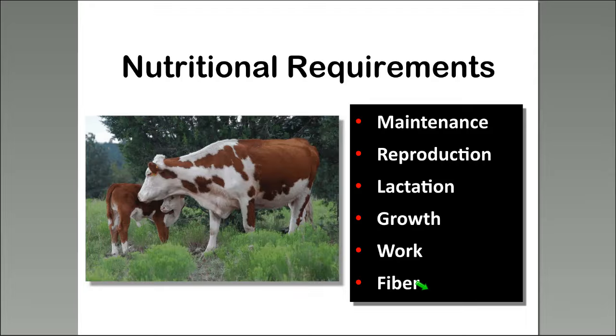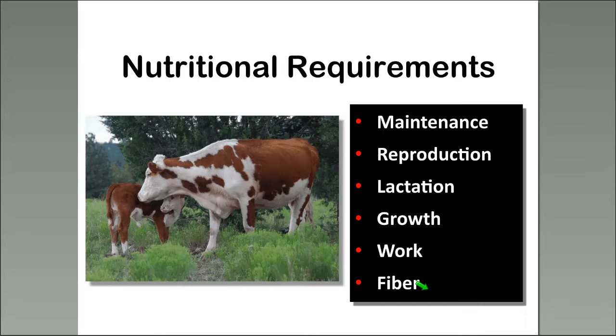She's going to have every day, just to meet her nutritional requirements, we're going to start off with maintenance. Her heart's got to pump. Her lungs have got to bring in and expel air. Her intestines have to contract and move food along her digestive tract. She's got to have muscle movement. The bones have got to have the ability to hold her up and move her around the landscape. So we have to meet those maintenance requirements every day.